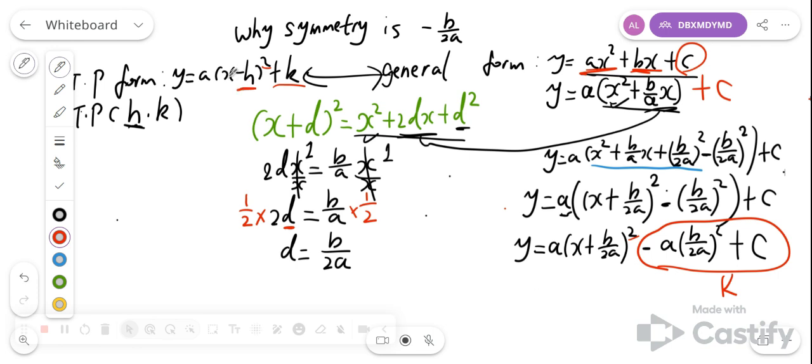So now you can see here, x minus h. And here we have x plus b over 2a. So the whole thing means this part, instead of giving me h, actually gives me negative h. But remember, in the turning point form, I want to have the value of h. So how can I make that happen? Which gives me h equals negative b over 2a. So that is the reason why the symmetry is negative b over 2a.